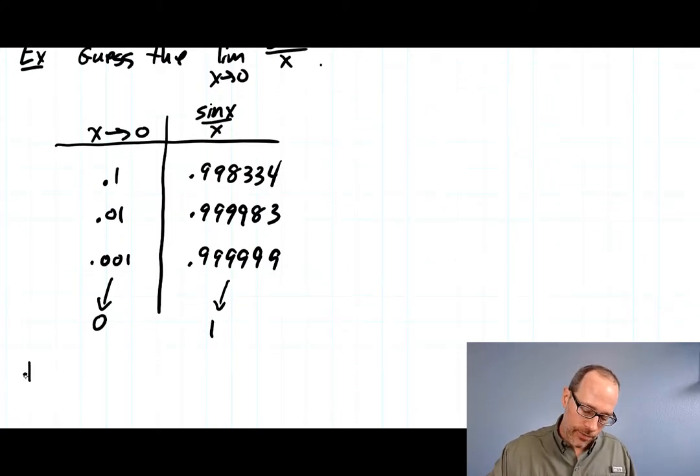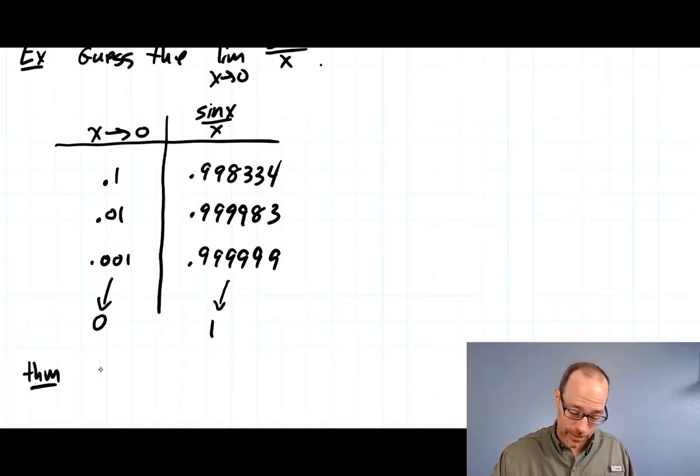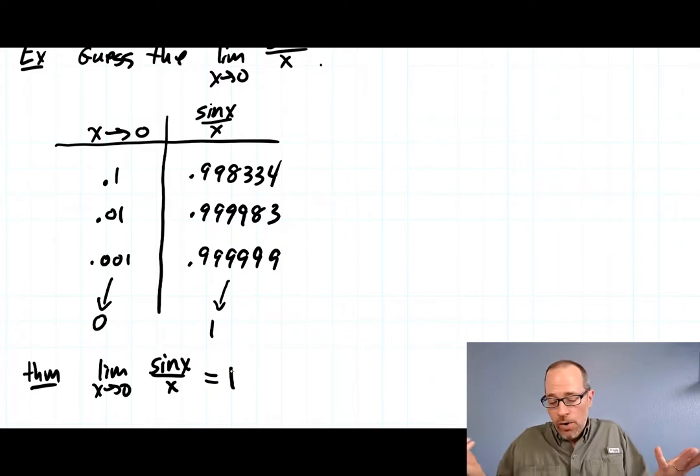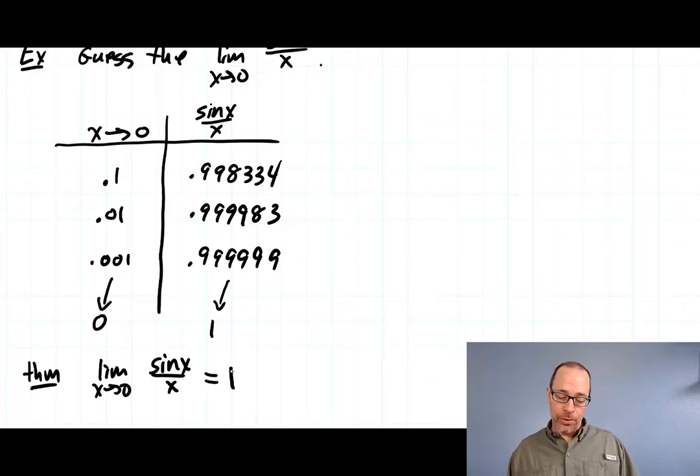In fact, this is true, and we will verify this later, but it does turn out that the limit as x goes to 0 of sine x over x is 1. And right now, the only way we have to even approach that problem is this numerical type of approach.